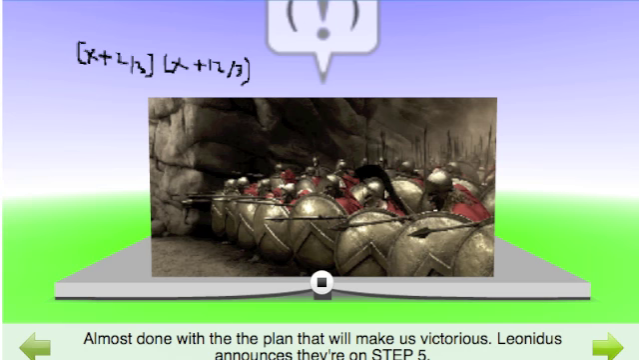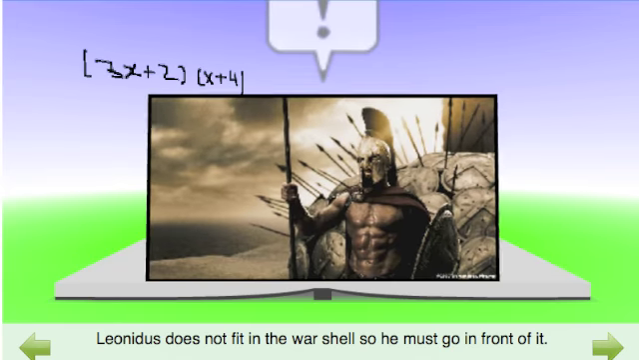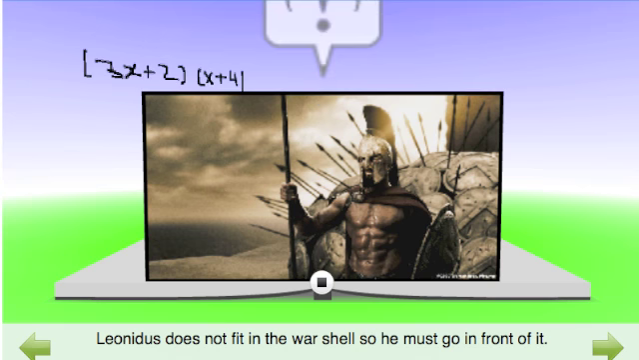Ow! Ow! Ow! It will not be even if I get in the group, my brothers, so I must go in front of the pack. Well, I am the leader. The problem is solved, but we are Factorians, and we will fight to the end. So to double check, we must kill them all, because Factorians never retreat.